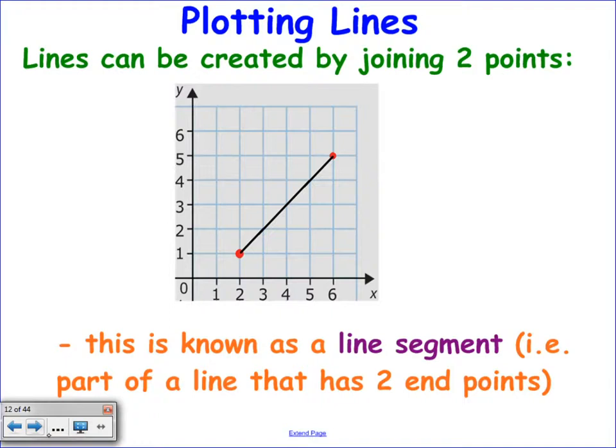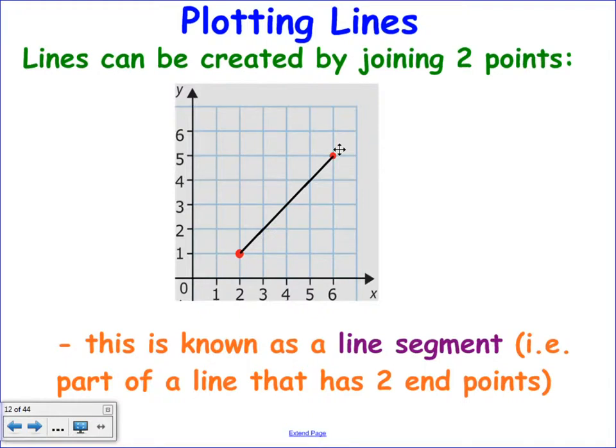So if they ask for a line segment in the exam, they're not asking you to draw a line from infinity and beyond, they're asking you to join 2 points. Okay? So a line segment isn't a complete line that goes off to infinity in both directions. A line segment just merely joins your 2 points that you've been asked to plot.